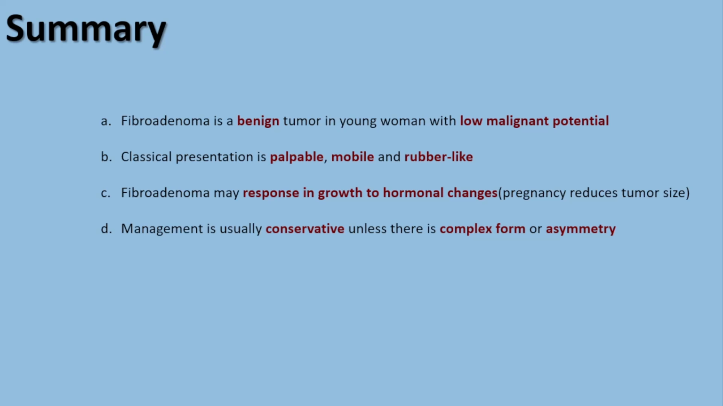So the summary: fibroadenoma is a benign tumor. It has a low malignant potential. It is happening in younger women, and this tumor is mobile, palpable, and rubber-like. And this tumor is actually responding to hormonal status change. For example, pregnancy can reduce the size of the tumor, and management is usually conservative, except when we have a complex form or juvenile form, or we have asymmetry in the breast tissue.